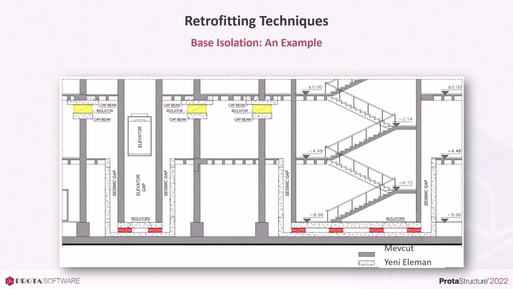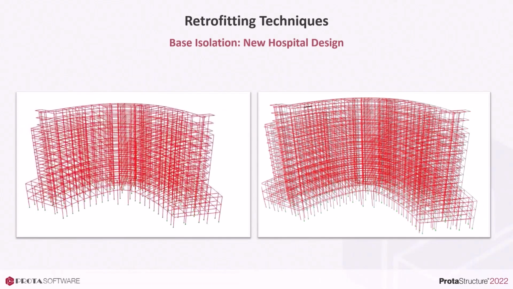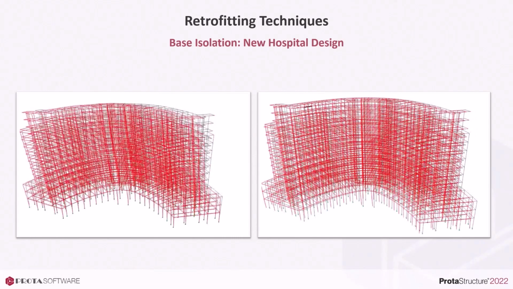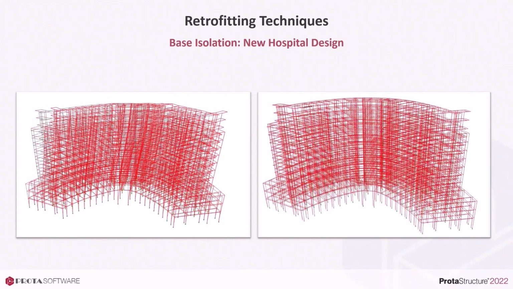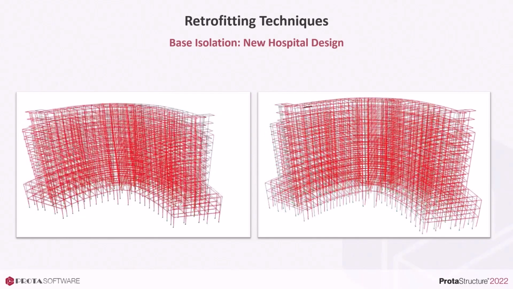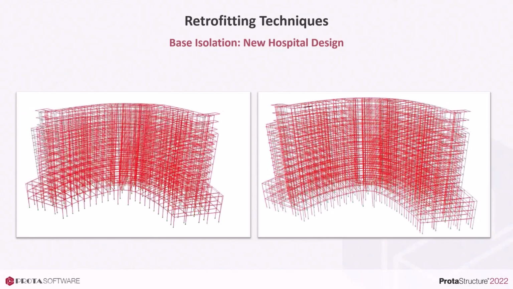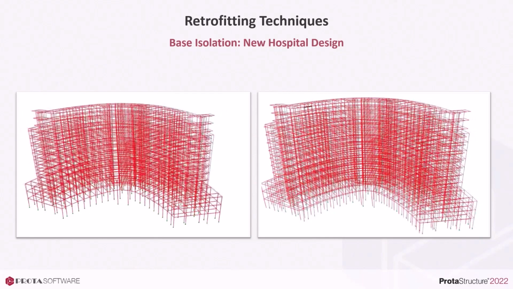This section view is from a seismically isolated hospital. As you have noticed, the columns are isolated at the basement ceiling, whereas the elevator shafts are isolated at the foundation. This example is a new hospital design. Here you see the base isolated model on the right, and the conventional fixed foundation option is on the left. The base isolated model clearly exhibits a rigid body deformation at the superstructure level.